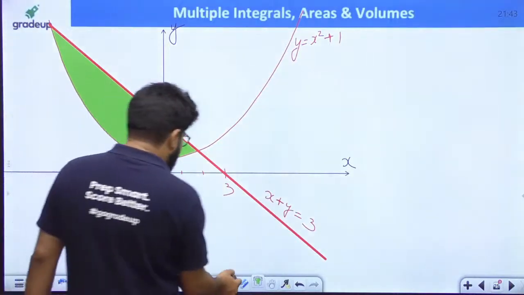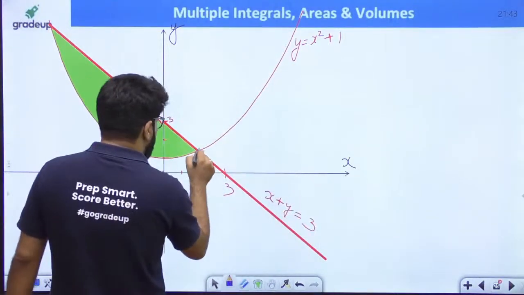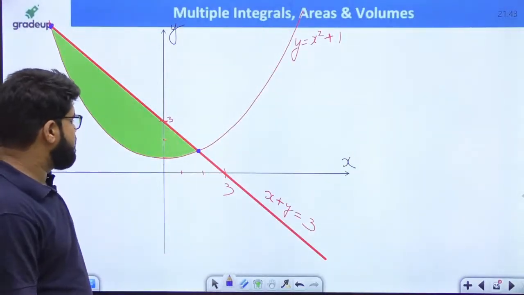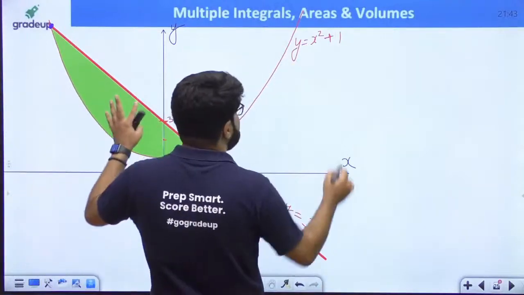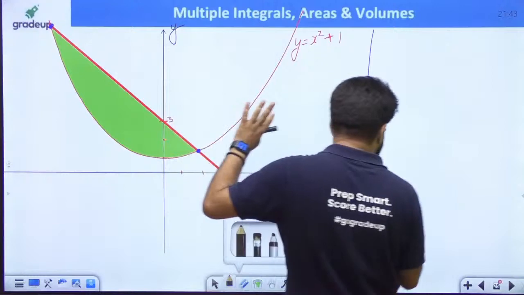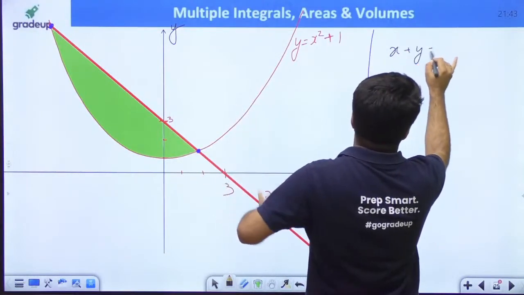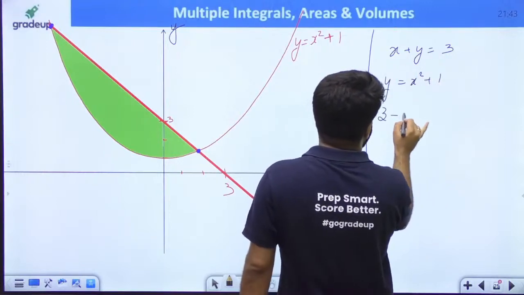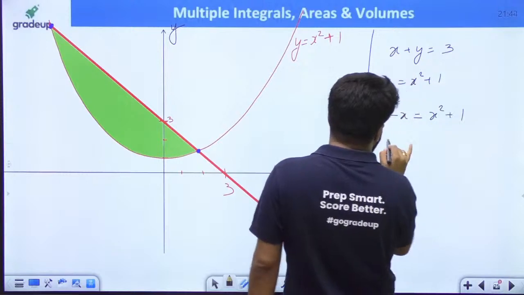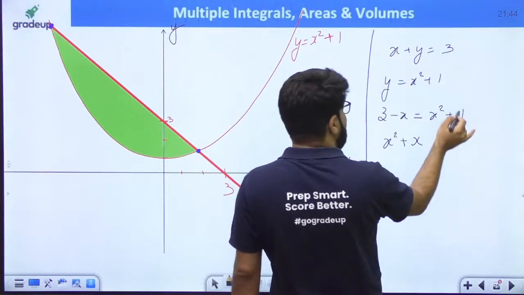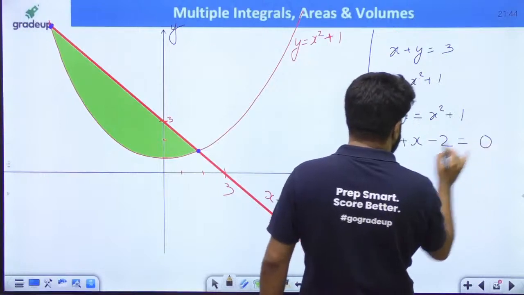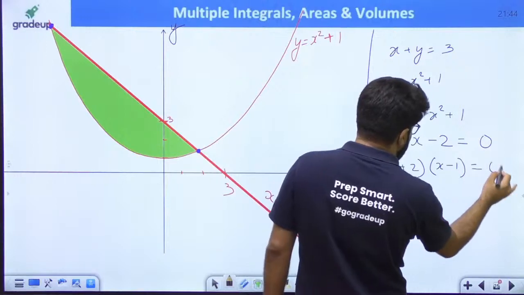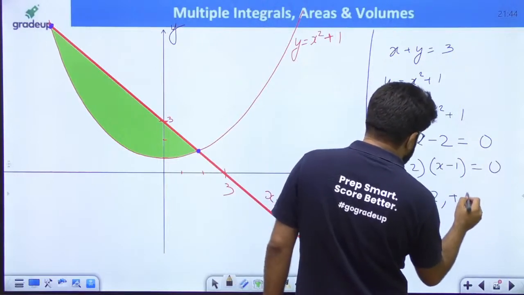But before writing down the area, I need to check the intersection points. What is this intersection point and what is this intersection point? Without that, we can't proceed forward. So this is x plus y equal to 3, and we take the intersection of these two. Just see the calculation. x plus y is 3 and y is equal to x square plus 1. So y can be written as 3 minus x, which equals x square plus 1, or I can write x square plus x plus 1 minus 3, that is minus 2, on the other side. This is clearly factorizable as x plus 2 into x minus 1 equal to 0, and x is equal to minus 2 and plus 1.